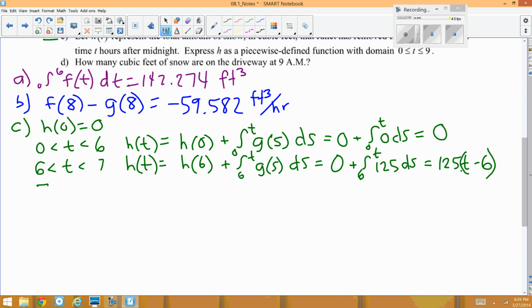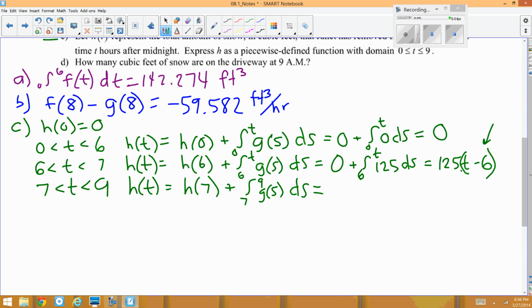And lastly, we have from 7 to, what are we talking, till 9. So the removal function is going to be starting out with what you have at 7 plus anything that she removes from 7 to 9. So at 7 o'clock, if you plug that in up here, there's 125 cubic feet removed. Plus, and we're going to integrate from, oh, I should have put a t there, because it could be anything from 7 to 9.